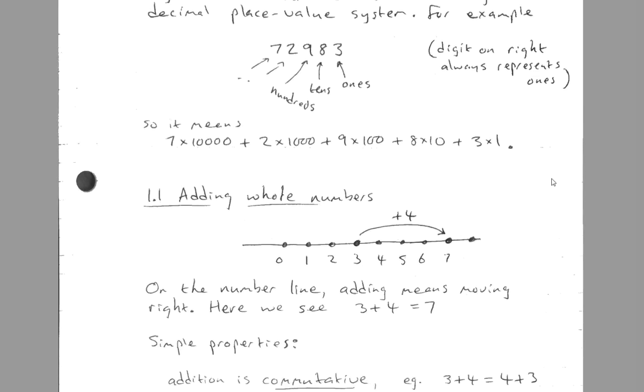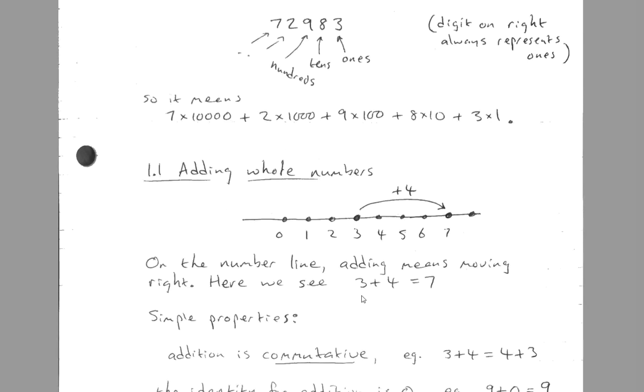Alright, the simplest thing you can do with 2 whole numbers is add them together. So for example here, 3 plus 4, a good way to think of it is on the number line. So we're starting with 3. And when you're adding, that moves you to the right. Okay, so start with 3. Add 4 units, you end up at 7. So 3 plus 4 is 7.